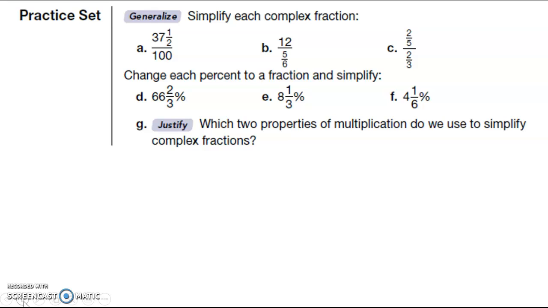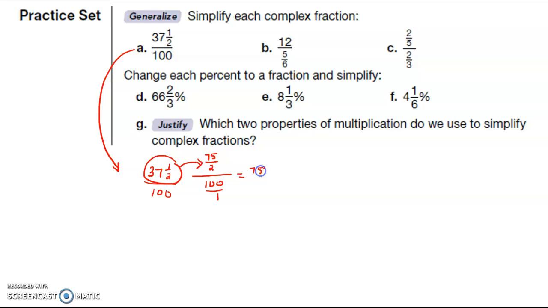Okay, so this says simplify each complex fraction. I'm going to take this down here. And what we have to do first is we have to popcorn this. So let's do that. So we have 2 times 37 plus 1. So 75. So what I have is 75 over 2 divided by 100 over 1.